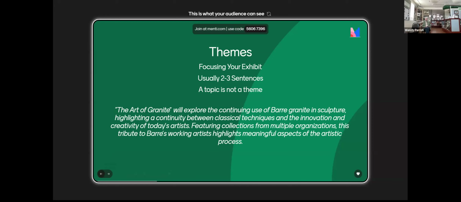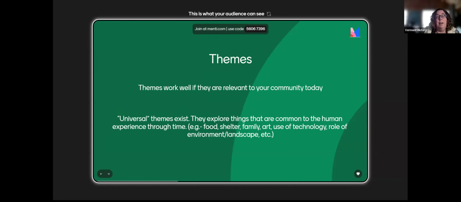These work well if they are relevant to your community today. What that means can vary, but what are the things in your town or your community that people are interested in or trying to think about or work through? Sometimes they can be positive relevancy, sometimes they can be problems that you're having that you might want to explore in an exhibit. I will note that what I call universal themes do exist.